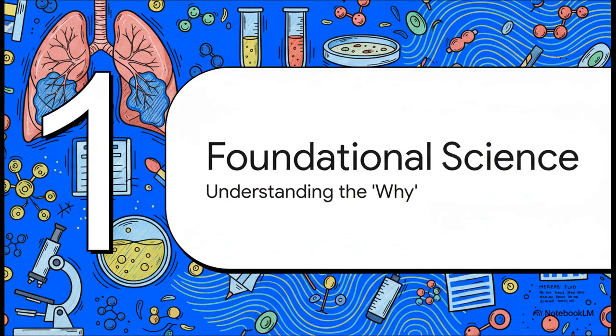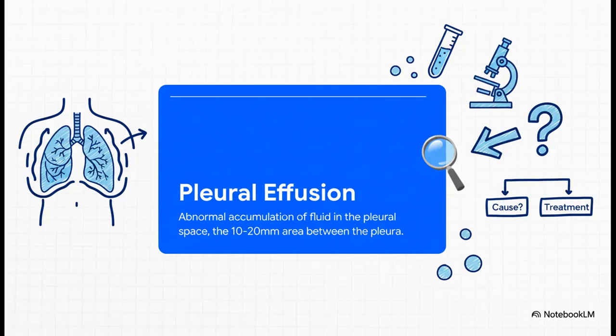All right, Section 1, Foundational Science. We're really going to focus on understanding the why behind the fluid. Honestly, if you can nail this part, everything else just clicks into place. So what is a pleural effusion at its most basic level? It's simply an abnormal buildup of fluid in the pleural space, that potential space between the lung and the chest wall. Normally, you've got just a tiny bit of fluid in there, maybe 5 to 15 milliliters, that acts like a lubricant. An effusion happens when that delicate balance gets thrown off, and fluid starts building up faster than it can be cleared away.